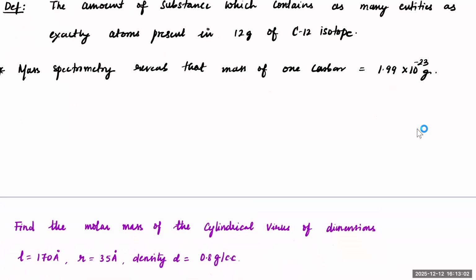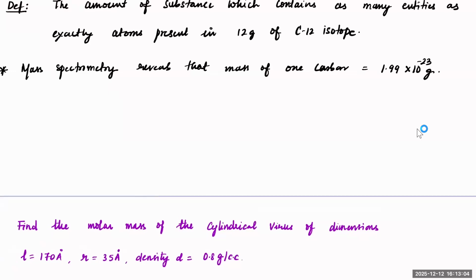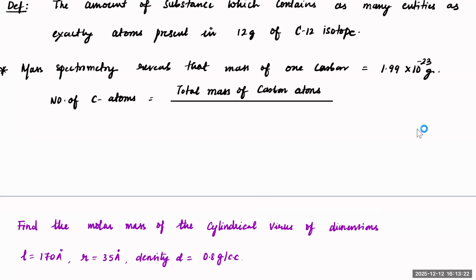Okay, this is the mass of one carbon atom. So if I have to check the number of carbon atoms, I would write this as the total mass of carbon atoms divided by the mass of one carbon atom, isn't it? This is how we can define it.